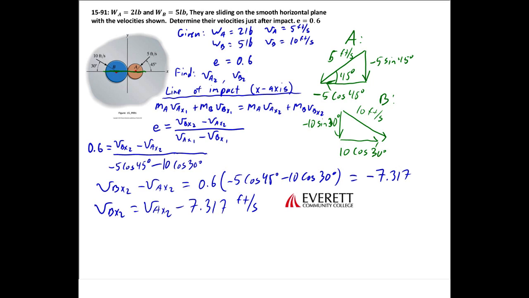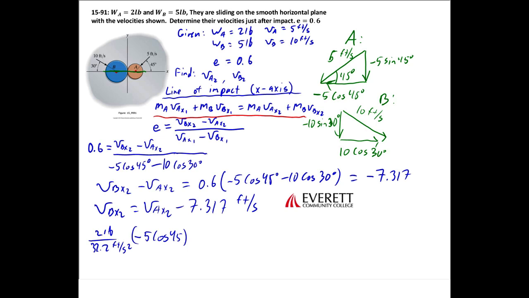Now we're going to use the conservation of linear momentum equation. That's this equation up here that we already have written down. We're going to plug in numbers on the left-hand side for the initial velocity. So the mass of A is going to be the weight of A, which is 2 pounds, over 32.2 feet per second squared. And then we're going to have the initial velocity of A in the x direction, which is given as negative 5 cosine 45.